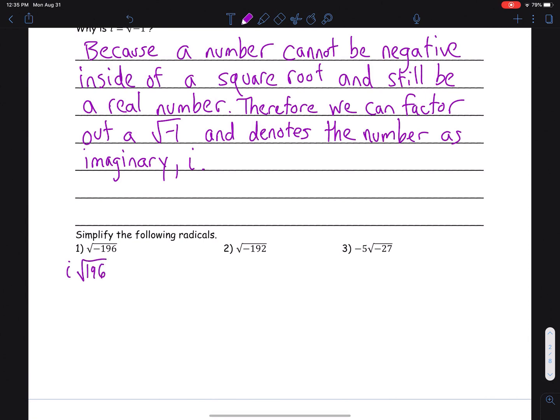So radical 196, the highest perfect square. Actually, 196 is a perfect square. Feel free to check that in your calculator. The square root of 196 is 14. So that would be 14i.